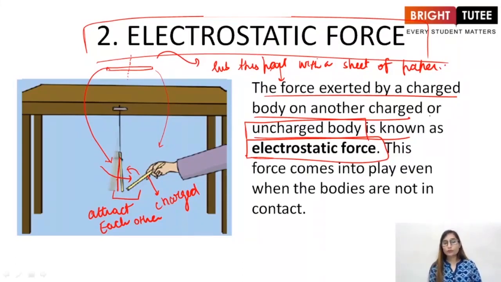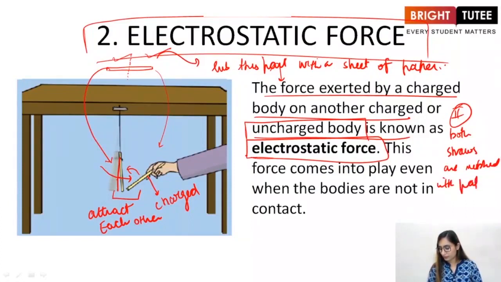Now what you have to do is charge both the straws. Yes, the second case: both straws are rubbed with a sheet of paper. You have rubbed both parts of the straw. Now what happens? Both of them are charged. And now, this is the second case. Now this is the first part of the straw and you are bringing the second part of the straw close to it, right? Both of them are charged.